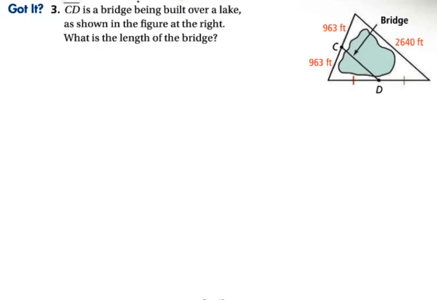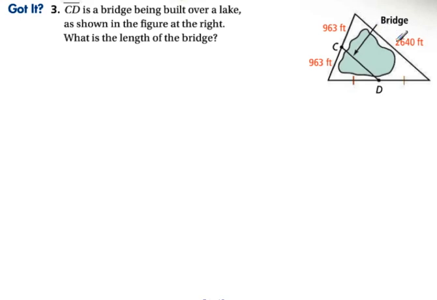All right, hope you had a chance to try that one. Let's take a look. So it says CD is a bridge being built over a lake. What is the length of the bridge? So we want to find the length of CD. First of all, we need to know that C and D are midpoints, and in the figure they have indicated that D is a midpoint, and then if you look on the other side for C, both of those segments are congruent. So CD is in fact a midsegment.